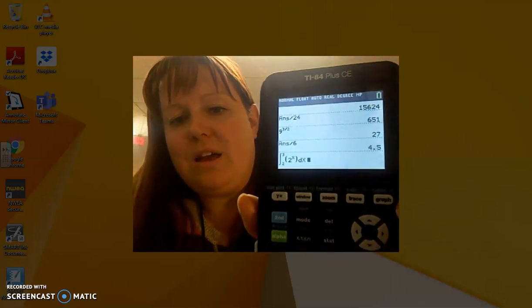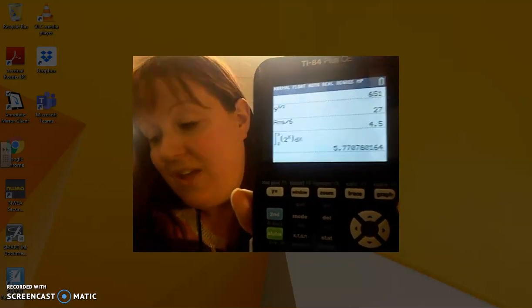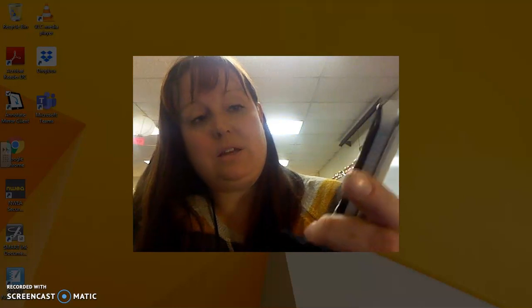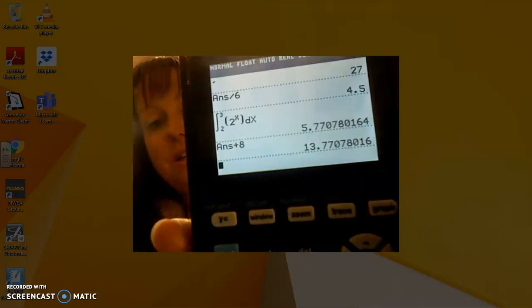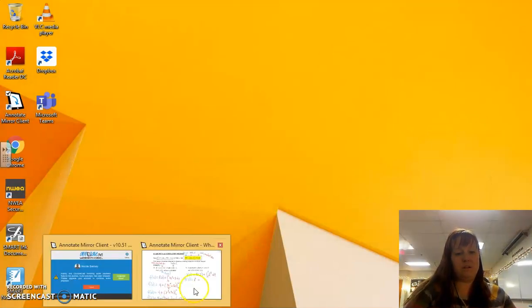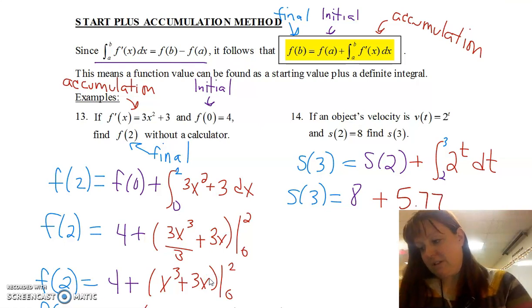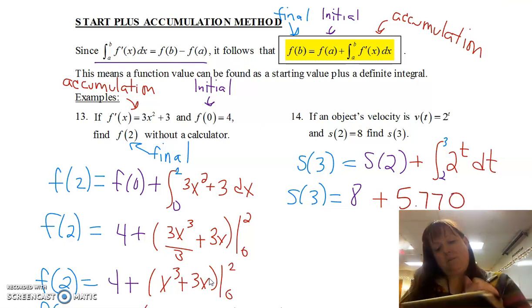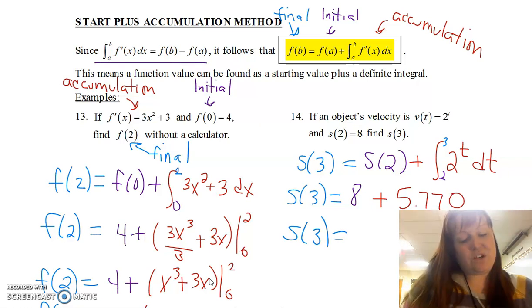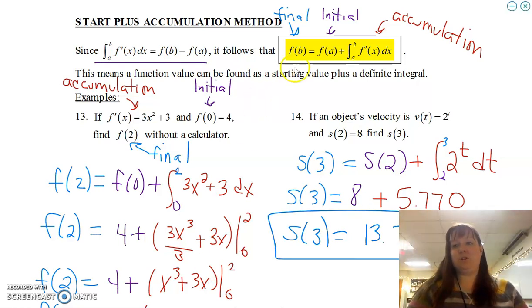Okay, so we're going to put that in, and then we push enter. And it finds that that is the definite integral of that. And then all we do is we need to add 8. And our answer is 13.77078016. So our answer here, it's going to be plus 5.770. And so the value of this function at 3 is 13.770. And that is start plus accumulation.